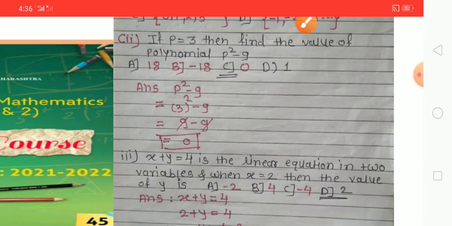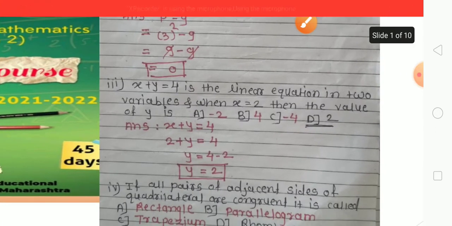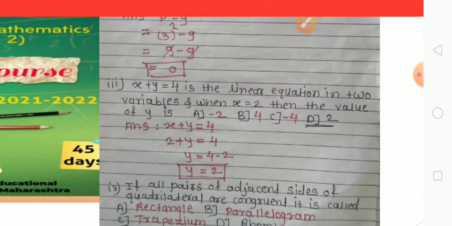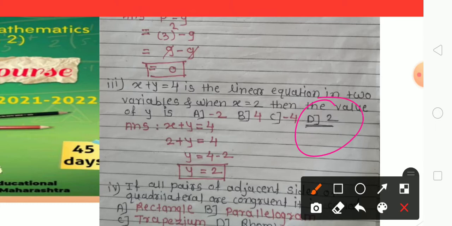Then the next question: x plus y is equal to 4 is a linear equation in two variables. When x is equal to 2, what is the value of y? Putting the value of x as 2, 2 plus y is equal to 4, and y is equal to 4 minus 2, which is 2. So we get the answer 2. So C is the correct option.